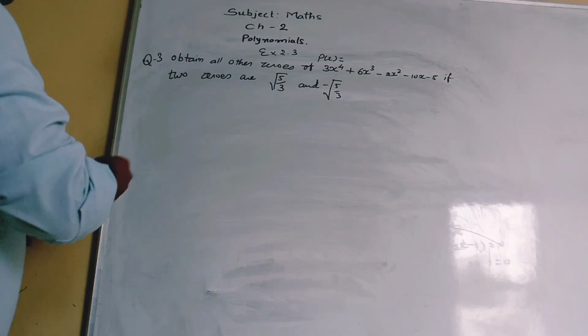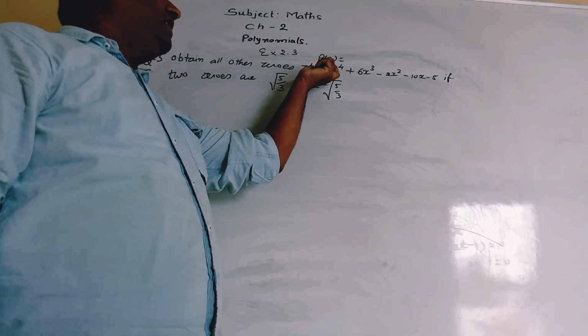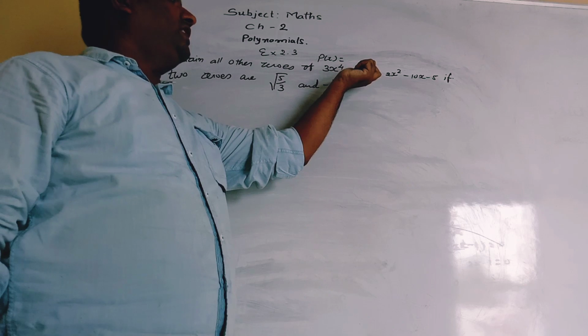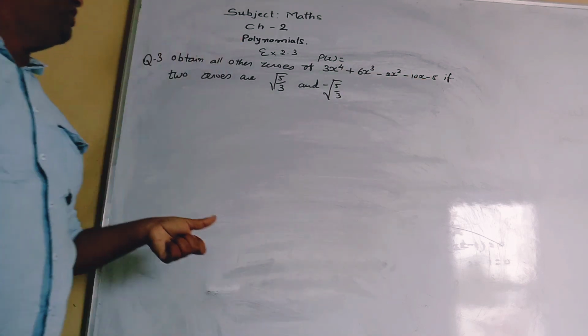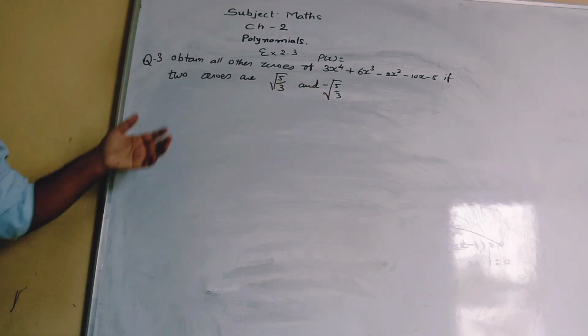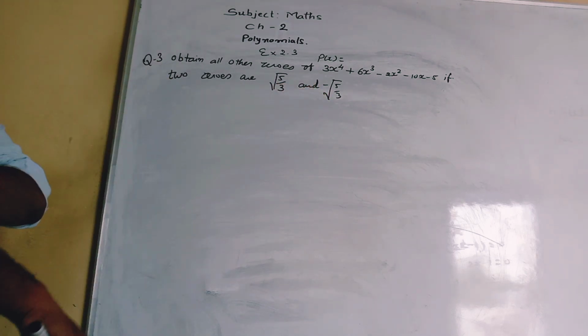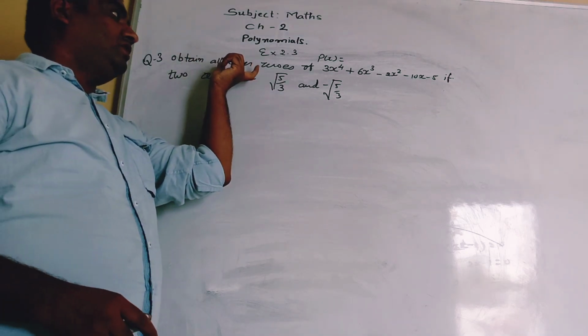Now we have the third question. Obtain all the other zeros of polynomial px, 3x raised to 4 plus 6x cube minus 2x square minus 10x minus 5, if root 5 by 3 and minus root 5 by 3 are zeros of polynomial px. So here we have to find out the remaining zeros.